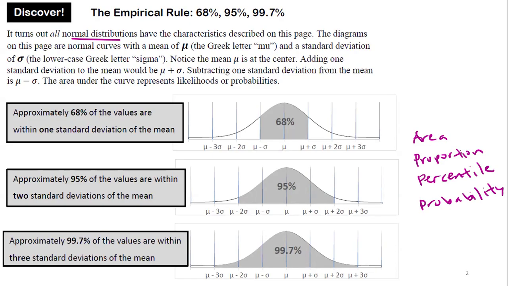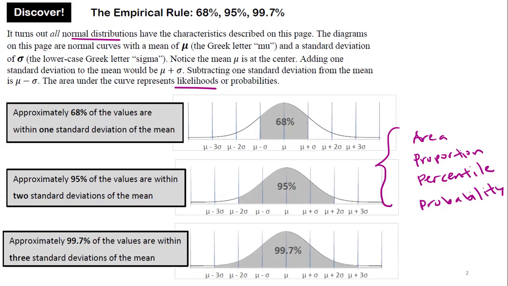All these terms mean the same thing, but they interchange them. They'll say find the area underneath this curve or within these standard deviations, or find the proportion, the percentile, or the probability. So just be aware of that. Sometimes I'll say likelihoods as well.